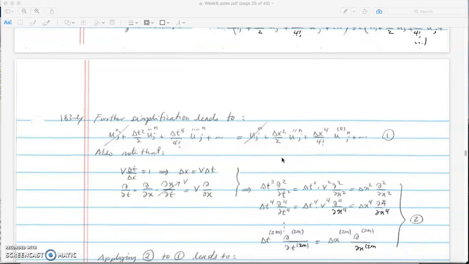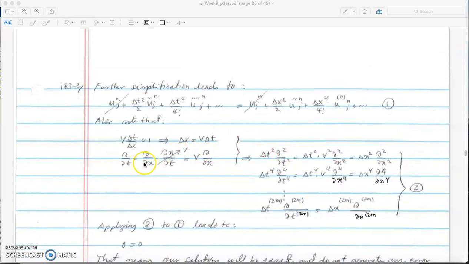We can actually change the derivatives from time to x, like d dt is going to be d dx. We can use chain rule, d dx and then dx dt, which is equal to v. So any time derivative can be related to spatial derivative times v. Any time derivative we have here, we can relate to the spatial derivatives.